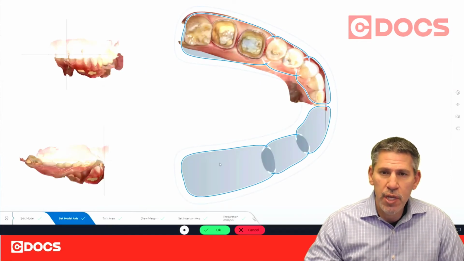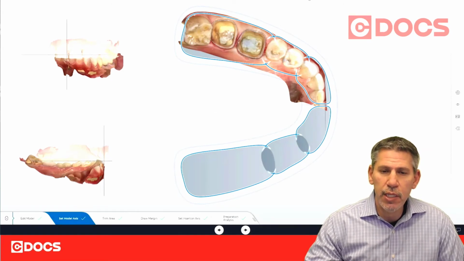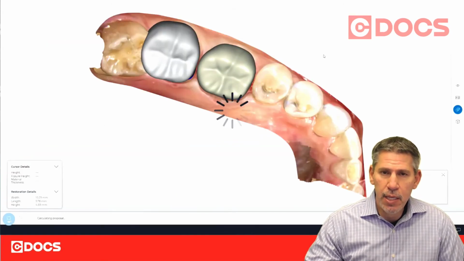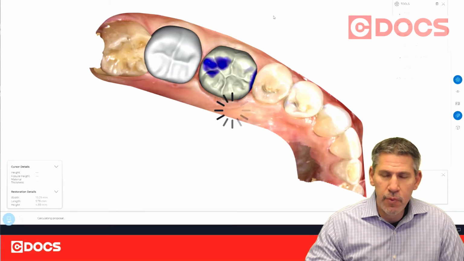Now we're just going to move the model just a little bit to reset our virtual articulator and our model access step. And now we can just get our new proposals again. And we'll be able to see that we didn't get that penetration warning this time because we cleaned up our models properly.